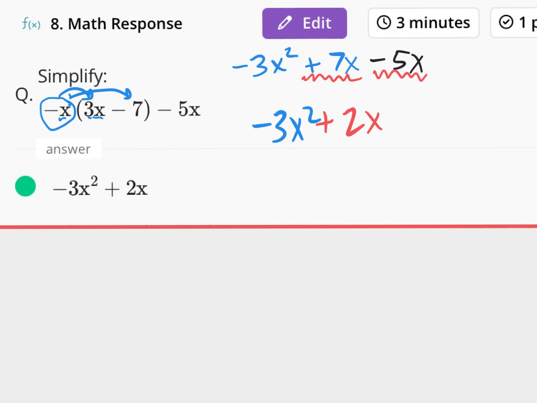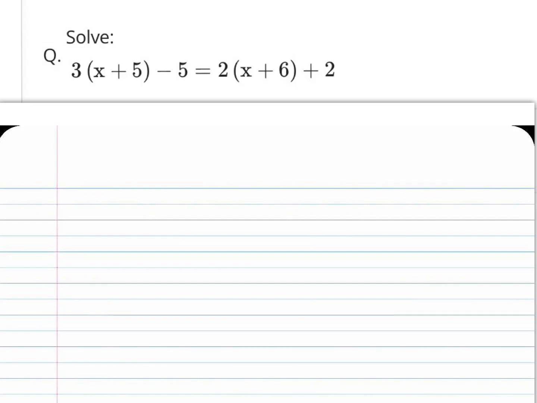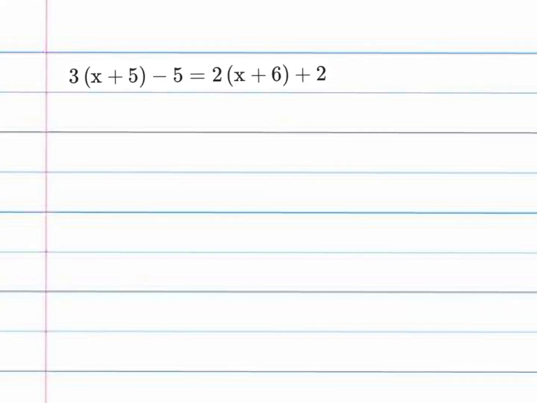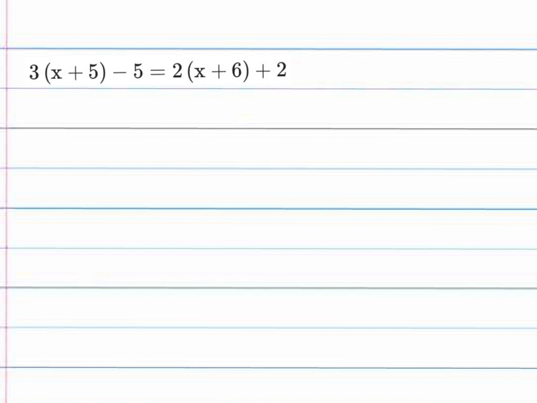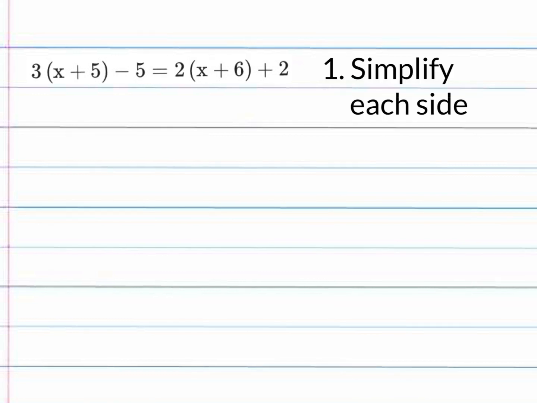credit on that question. So we finally get to a multi-step equation that we need to solve. So I rewrote the equation right here on this notebook paper, and we're going to start by reviewing the steps of solving a multi-step equation. Step 1 is to simplify each side.